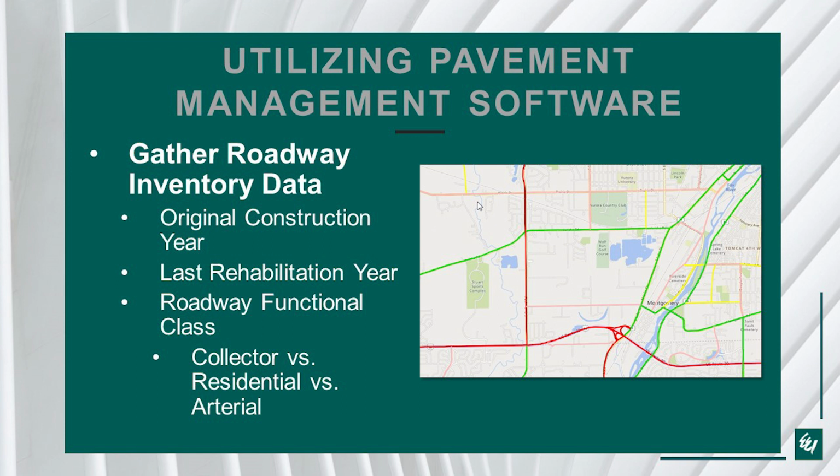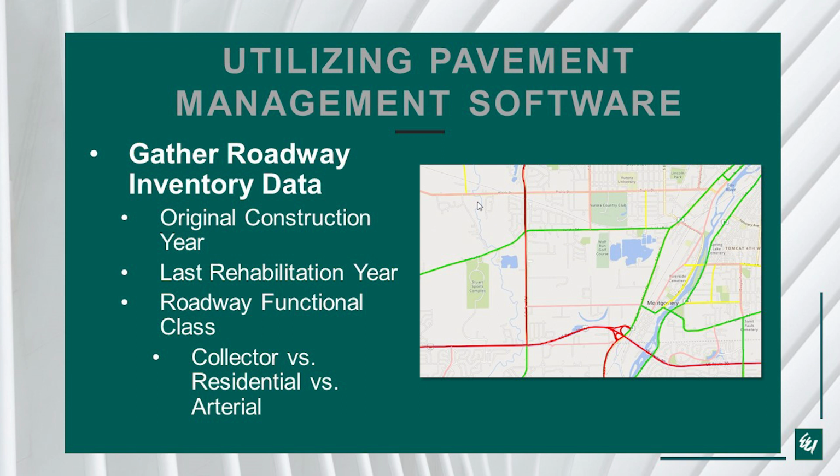Why those are important: obviously, it's nice to know when the road was originally constructed and what has been done to the road throughout its life cycle. Is this the fourth or fifth time you're resurfacing it? Is it the first time? Has it been reconstructed in the past? The last rehabilitation year is important so that you can understand when it was last resurfaced or rehabilitated, and then compare that to the PCI to determine if what you've been doing in the past is getting the lifespan that you would have expected.